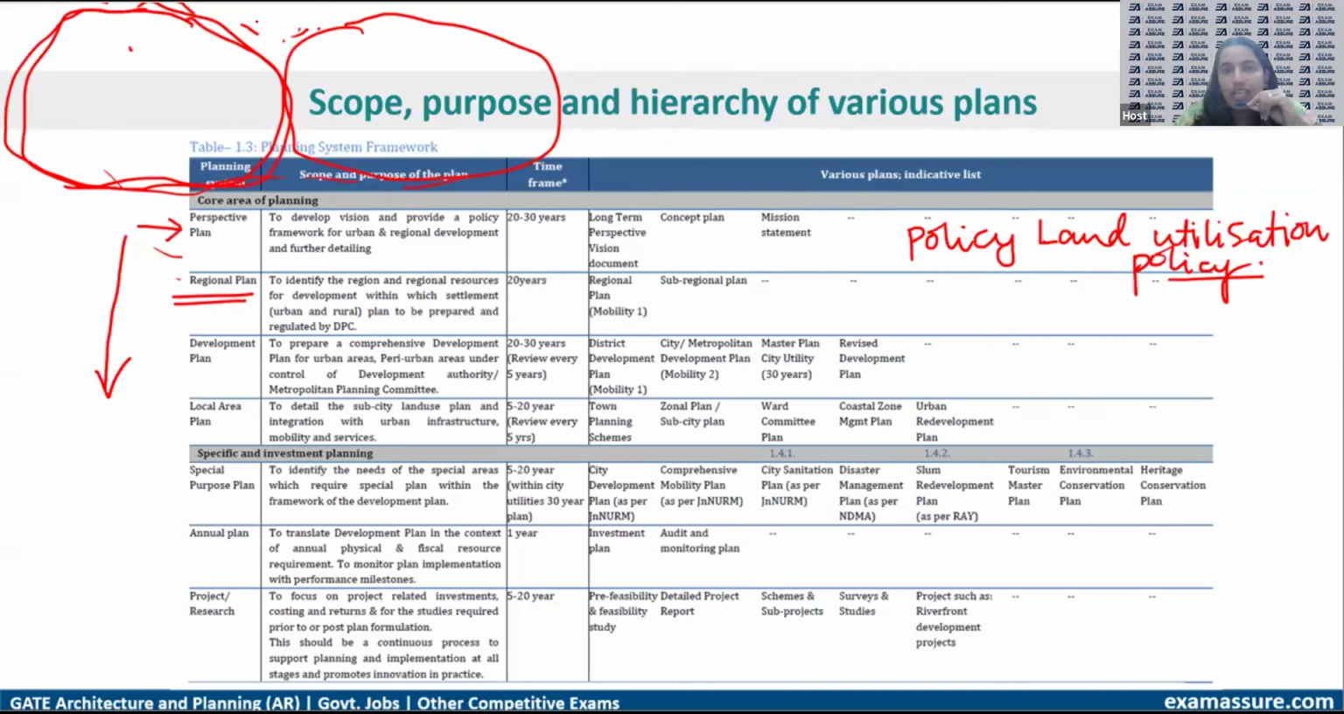Now, another question I have is, tell me, can the regional plan be the same for all the areas or all regions?